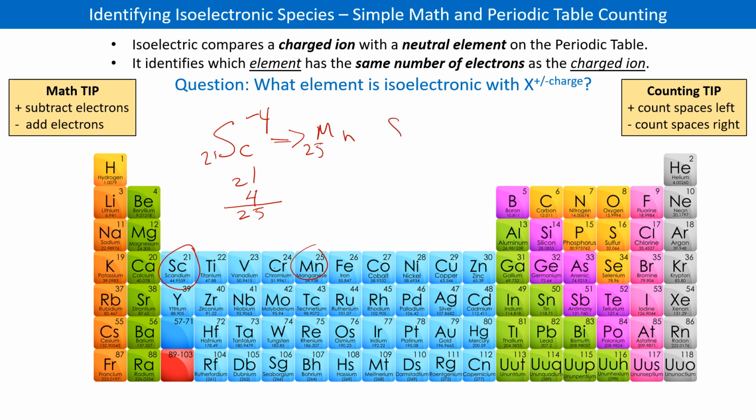But let's say this was Sc with a +4. That's 21, so we have to lose electrons, and here we're just going to count them back. 1, 2, 3, 4. Looks like 17. Yeah, that works out. So that's going to be chlorine, atomic number 17. Scandium here is atomic number 21.